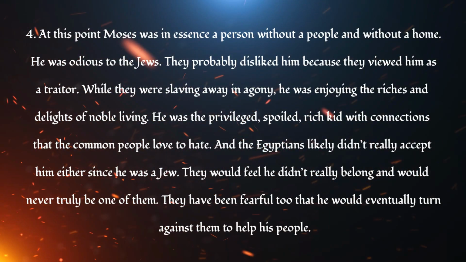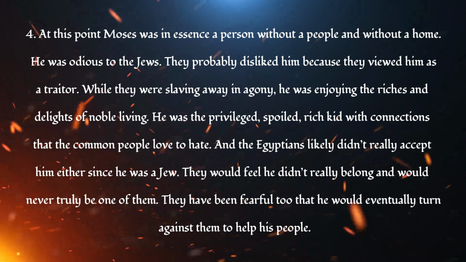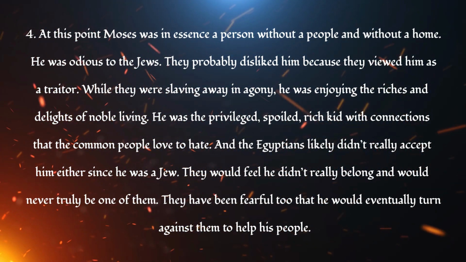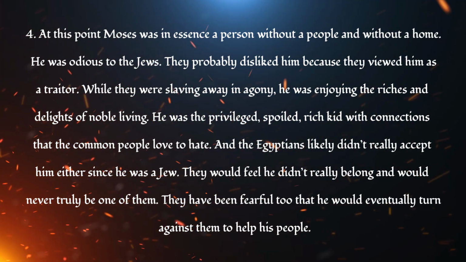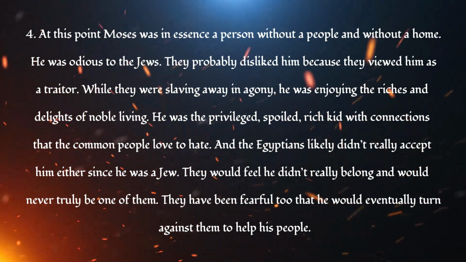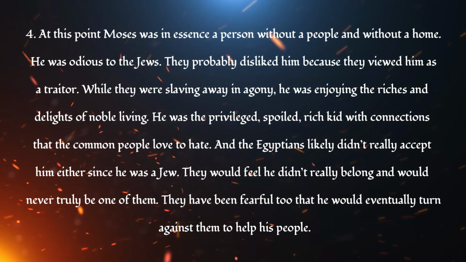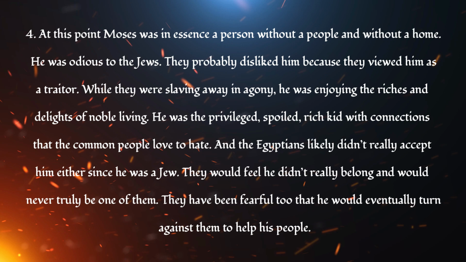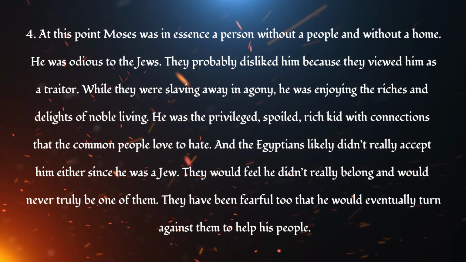4. At this point, Moses was, in essence, a person without a people and without a home. He was odious to the Jews. They probably disliked him because they viewed him as a traitor. While they were slaving away in agony, he was enjoying the riches and delights of noble living. He was the privileged, spoiled, rich kid with connections that the common people love to hate.